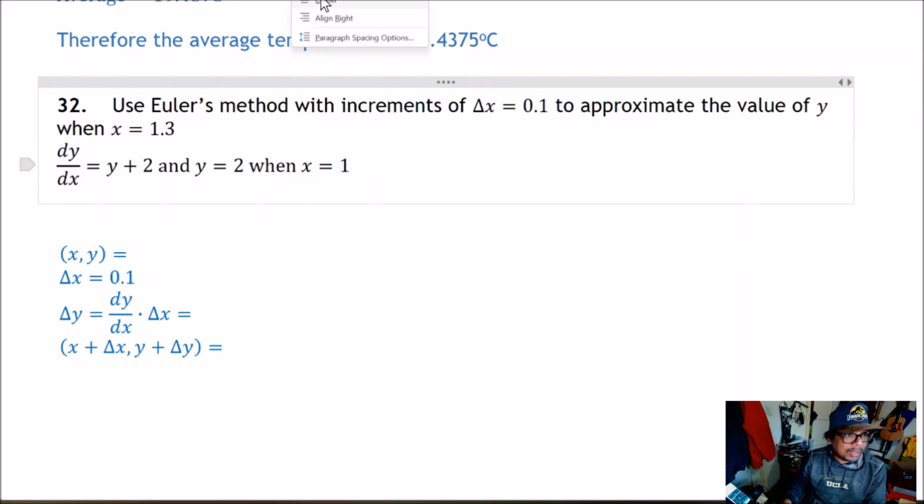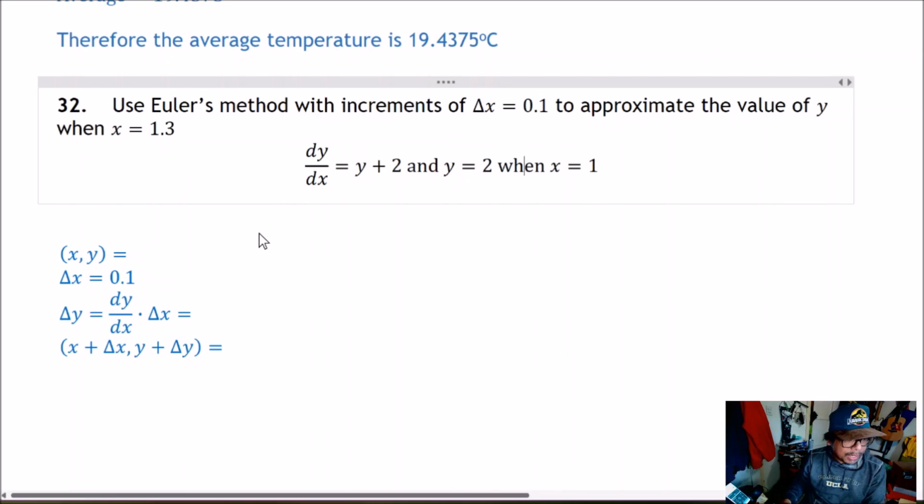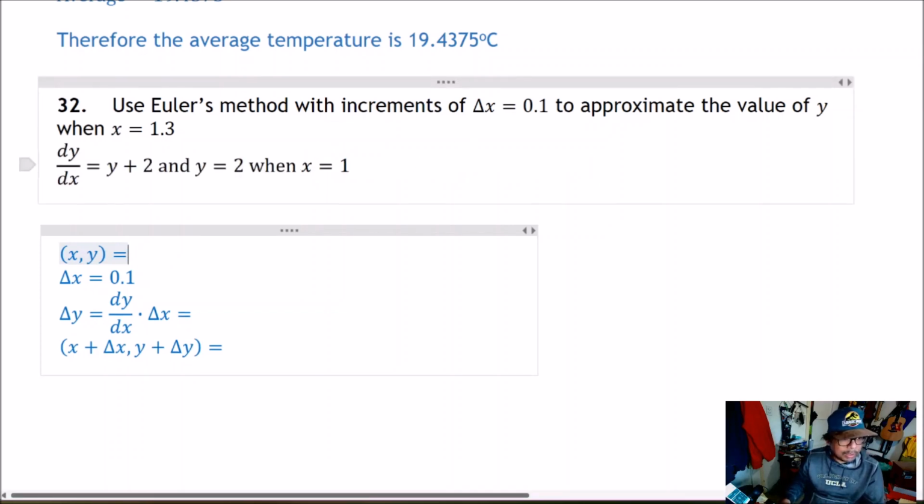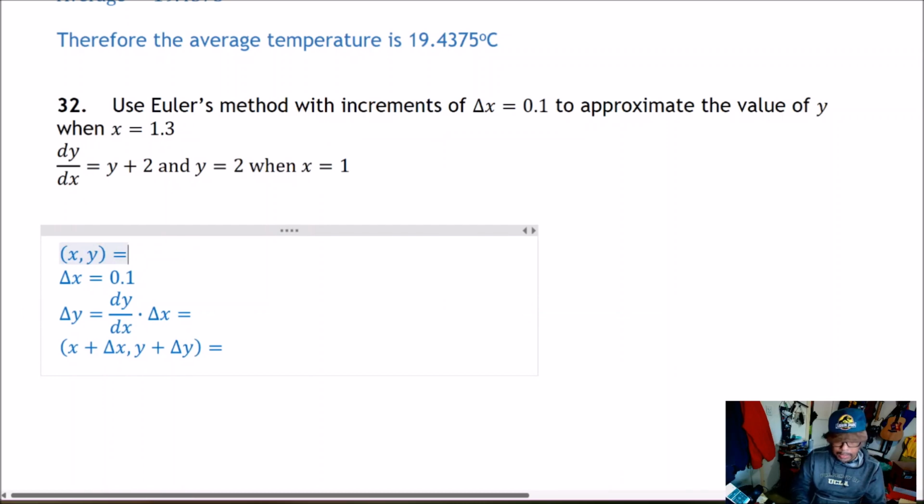Euler's method is an incremental method of approximating a solution curve or a particular solution. Underneath everything that happens, we're making small tangent lines and using the tangent line to make an approximation just a little bit further away from our starting place. Taking a look at this problem, our starting place is the coordinate (1, 2), where x is 1, y is 2.